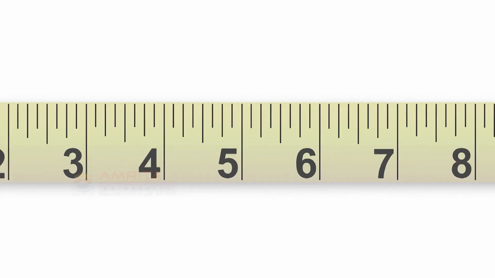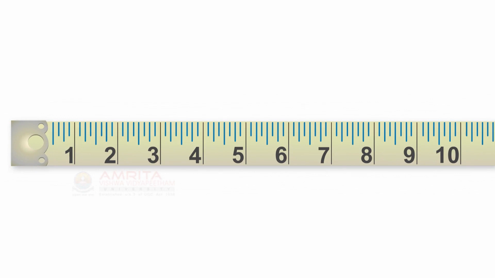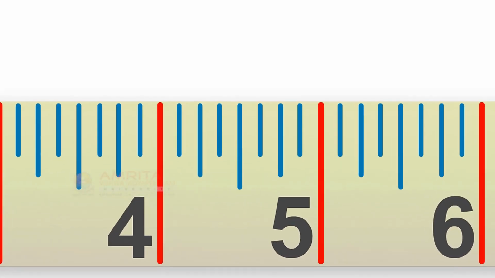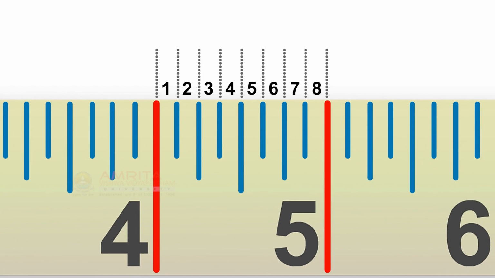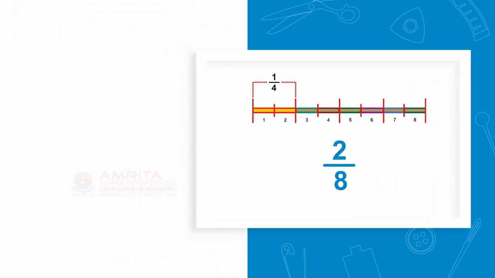This knowledge will also help us to read each of the divisions on a measuring tape accurately, as every inch in our measuring tape is divided into 8 equal divisions. At the end of the session, you will be able to read and represent fractions and figures for 2 or more parts when an object is divided into 8 equal parts.